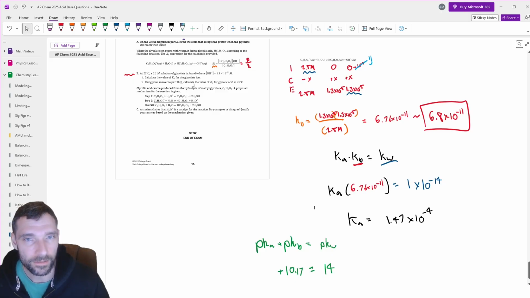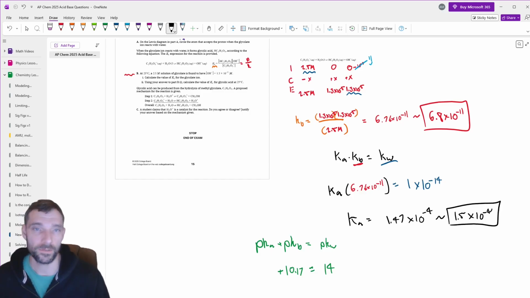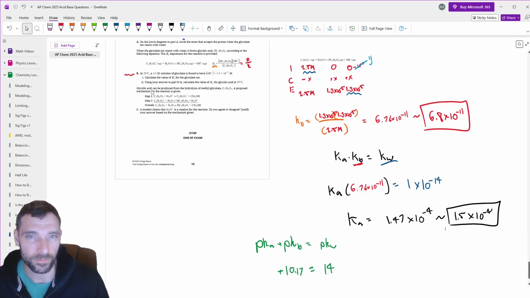And then, the fact that it's 2 sig figs though, we do need to round this down to 2 sig figs as well, because that level of precision is important. So we've got 1.5 times 10 to negative 4 for that value there. So that's how I would work through those problems.